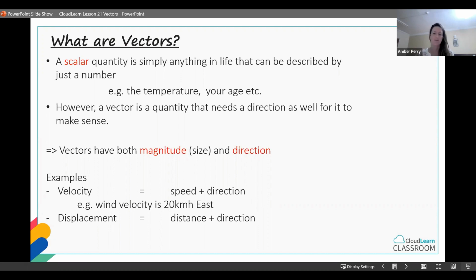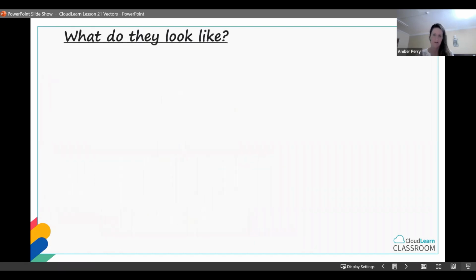So velocity is speed with direction. And displacement as well. Displacement is how far you've gone, but also the direction. So you can say, I've traveled 25 miles, or you could say I've traveled 25 miles west. So those are the difference. 25 miles is the distance. 25 miles west is the displacement. That's the vector, okay?